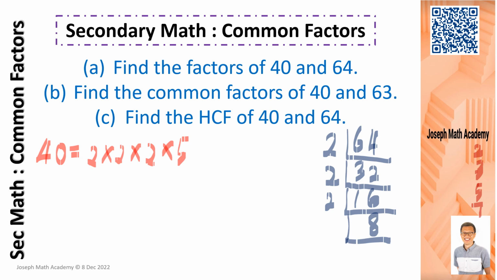8 divided by 2 gives us 4. Okay, now 4 divided by 2, 8 divided by 4, no, sorry, my fault. We cannot use 4, right? Because 4 is not a prime number. So 8 will still be divided by 2 again. That gives us 4. Continue.